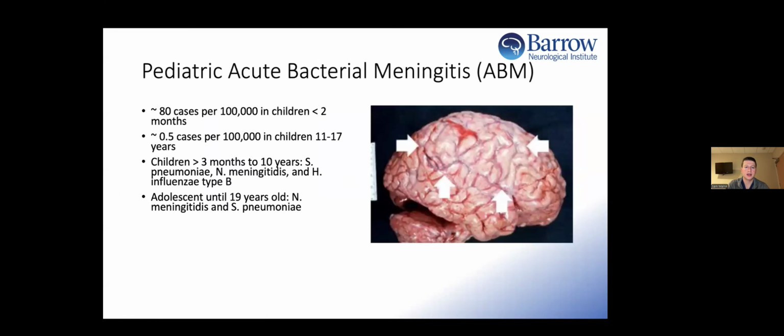As we all know, pediatric acute bacterial meningitis is a rather prevalent condition, mostly in neonates, but it also has an incidence of about half to one case per 100,000 children in their teenage years. The bacteria that are responsible for this are quite common, that being strep pneumonia, Neisseria, and H flu. All three of these bacteria are responsible for both the young pediatric version of meningitis as well as meningitis in adolescents in the later teenage years.